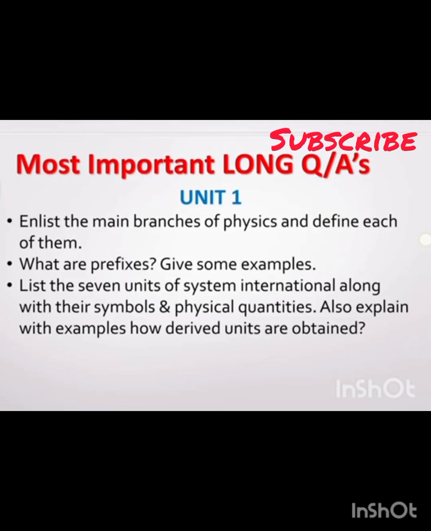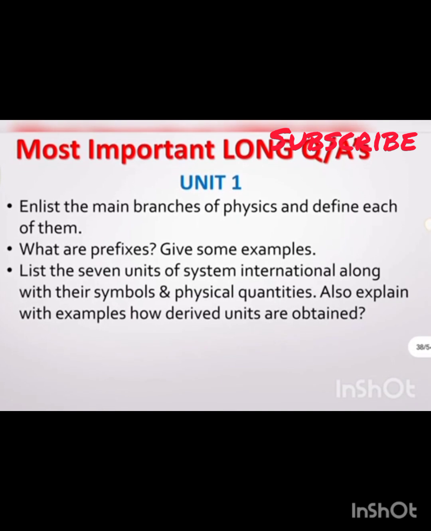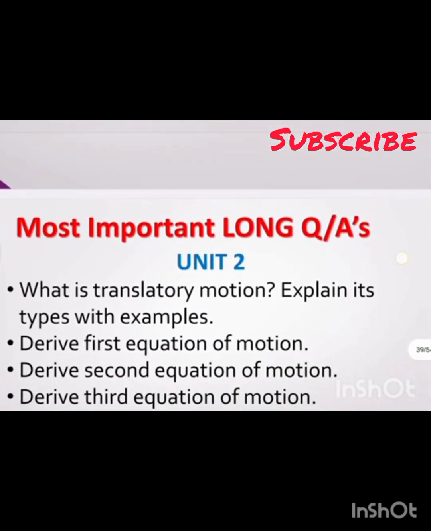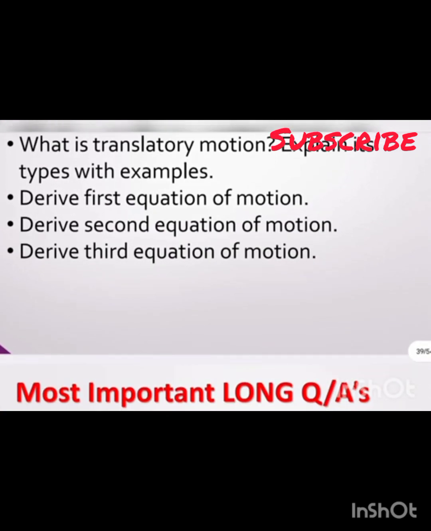Fixes give some example list the 7 units of a system international along with their symbol and physical quantity. Also explain with example how derived units are obtained. Unit 2 है what is translatory motion, explain its type with example, derive first, second and third equation of motion.